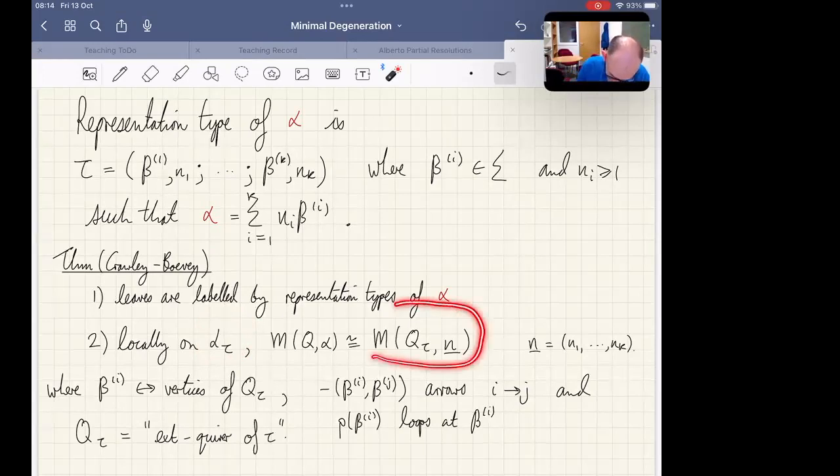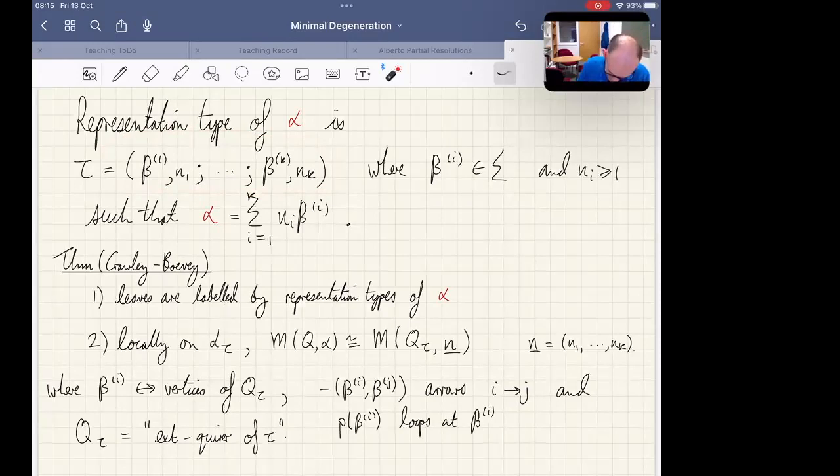So this new quiver variety here, there are two things here. There's a dimension vector, which is just encoding these multiplicities. So that's quite easy to write down. And then there's the new local quiver Q tau. So this new one you construct from this representation type. Your dimension vector beta defines for you the vertices of your quiver. So this new quiver has K vertices.